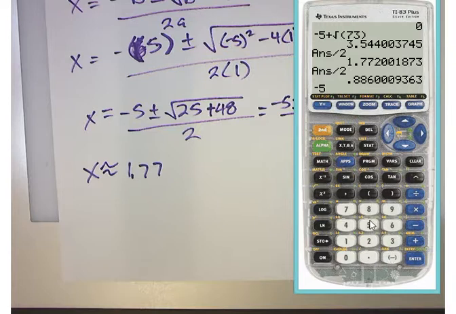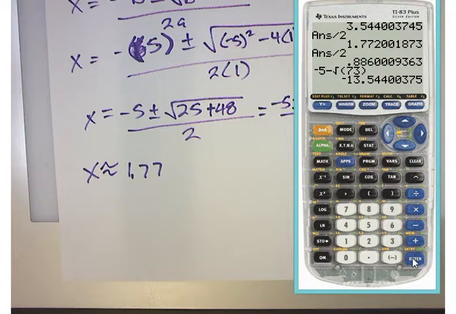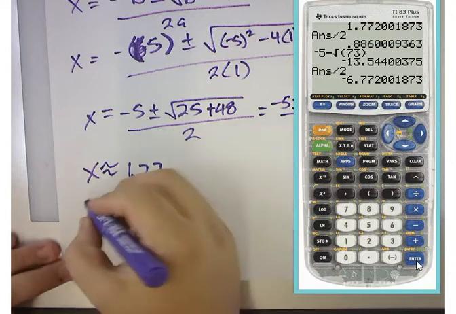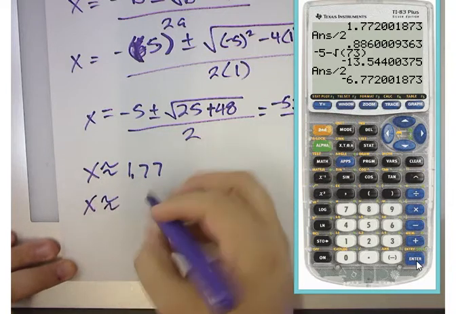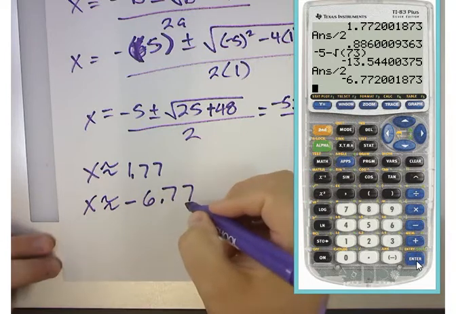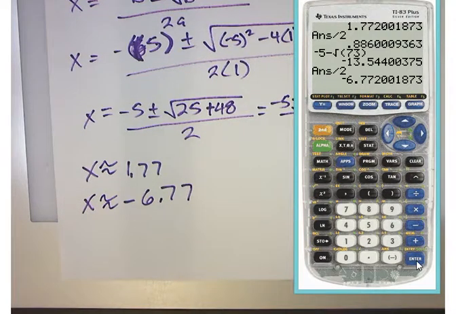Then the next solution would be negative 5 minus the square root of 73. Oh well, I don't want to do the divided by thing yet. So that's negative 13, and now I want to divide by 2. And so my other solution is x is approximately negative 6.77. Okay, so those should be my two solutions.